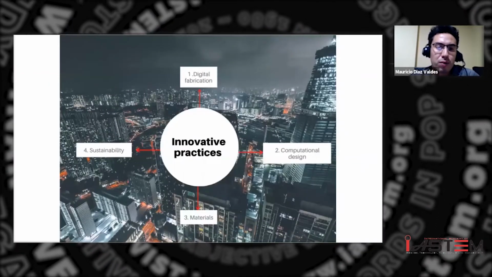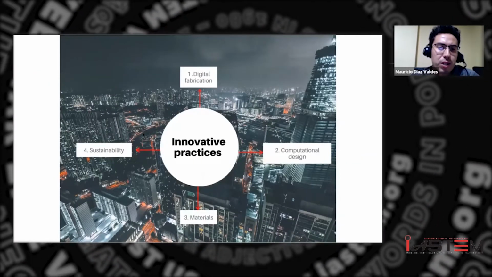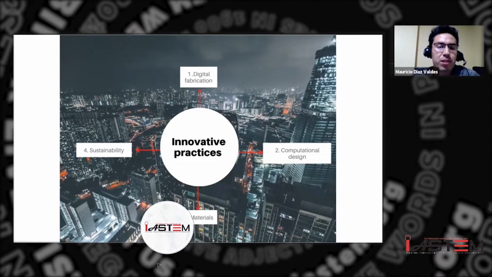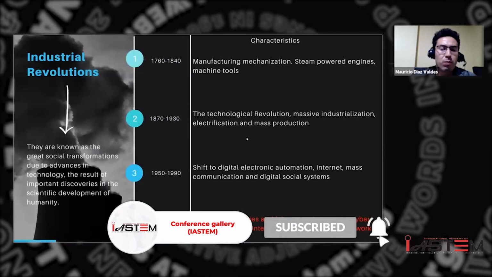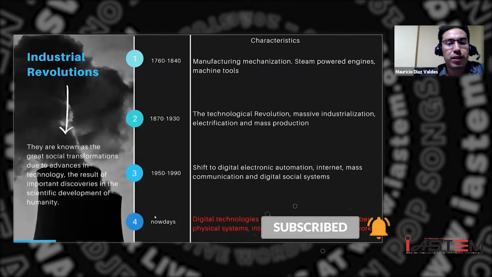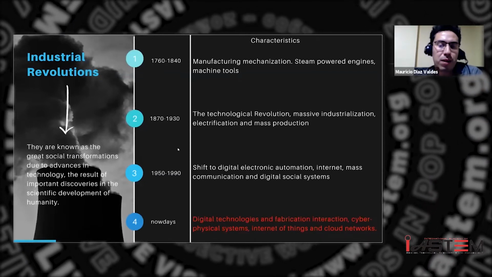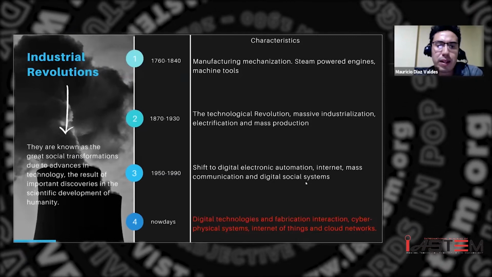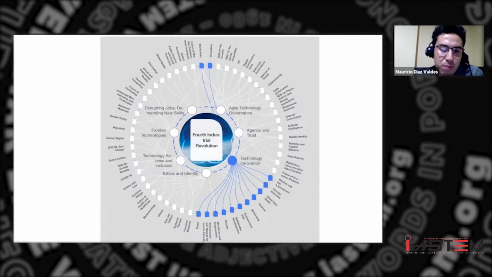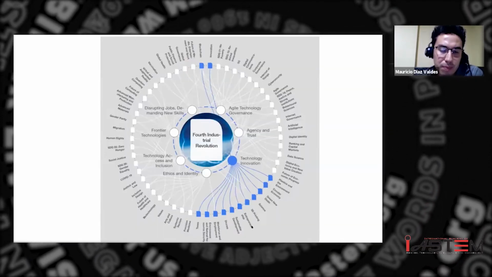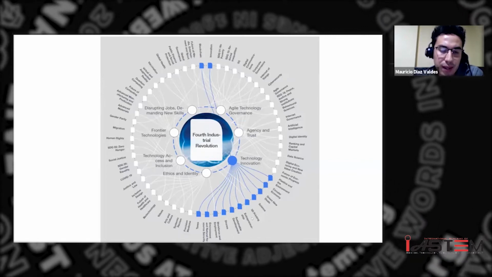Actually, we are going to digital fabrication, computational design, materials, and sustainability. We are looking at the industrial revolution. This is a timeline of the industrial revolution, and we are facing these new problems: environment, currently 3D printing, and this is how we are going to face these new problems.